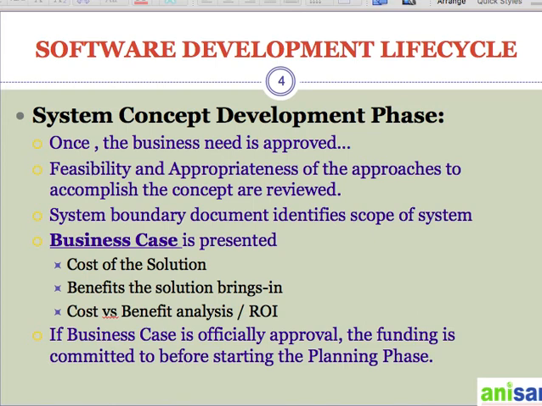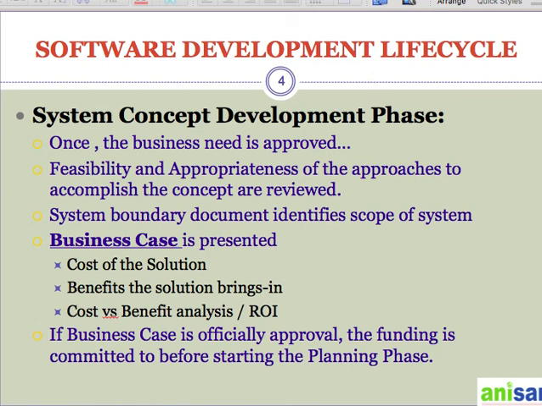Project manager will present the cost and the schedule estimation. Okay. So these are the important factors we are looking at. Once the business need is approved, the feasibility and appropriateness of the approaches to accomplish the concept is reviewed. So this is a verification and validation process at every stage to ensure that the solution we are proposing is viable, suitable, profitable and doable.